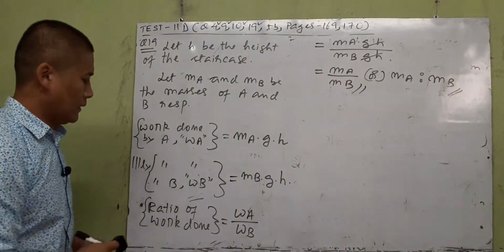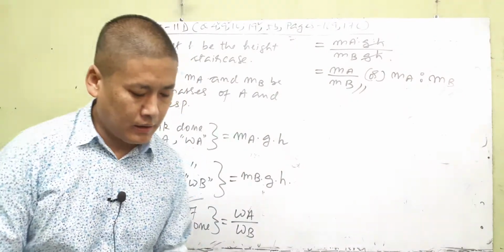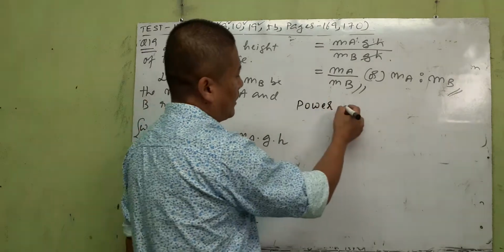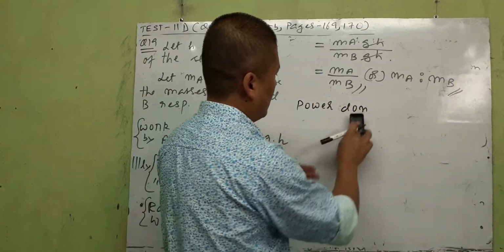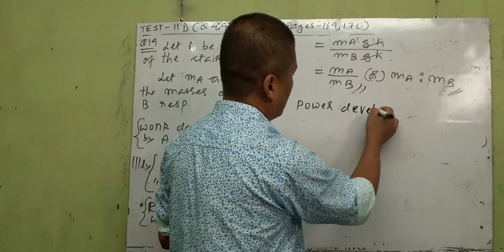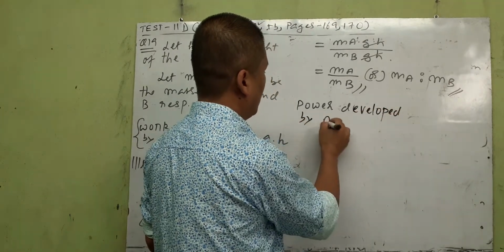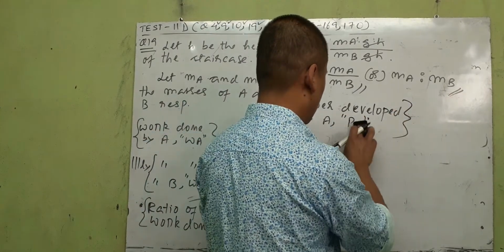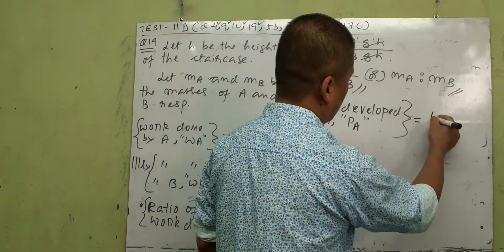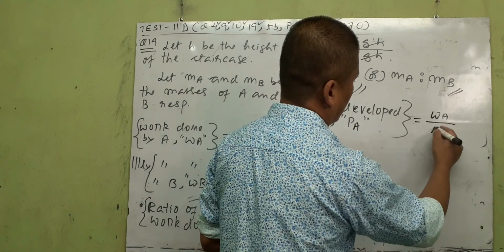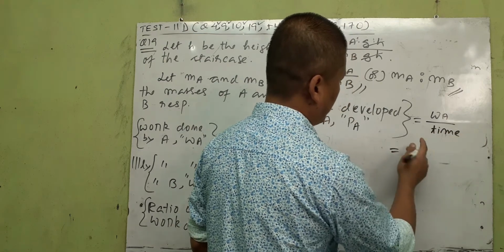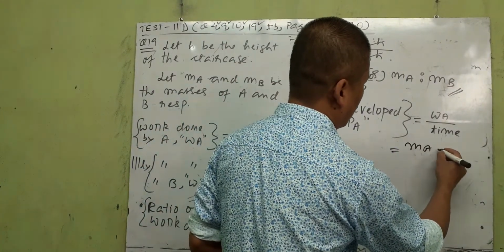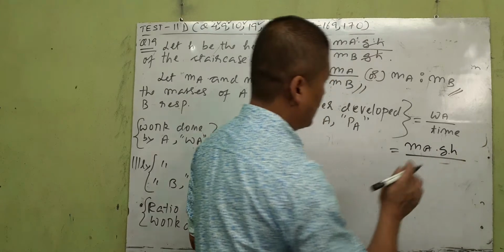Okay. Then let us see now, power developed by A. We have to compare the power next. Let's do singly first. Power developed by A, let us put here PA, capital P, A, the person A. Now power is work done by A divided by time taken by him. So WA we already found out here, so MA GH by time taken by A.